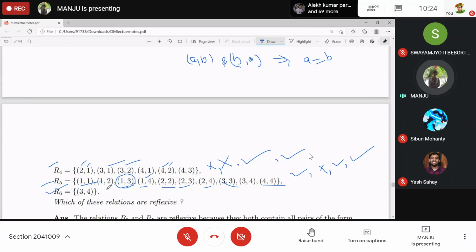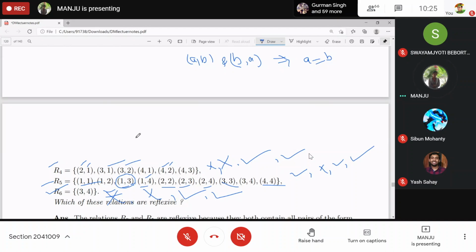Okay, then go ahead. R6, tell me. Only antisymmetric, right? It's not reflexive, not symmetric, not transitive. Why is this not transitive? Tell me. Ma'am, it is transitive. It is transitive and it is not reflexive, not symmetric, transitive and antisymmetric. For transitivity, two pairs should be there, no? We have only one pair.